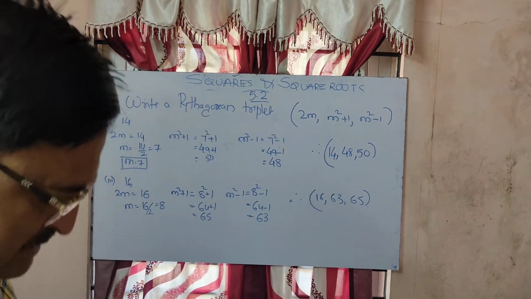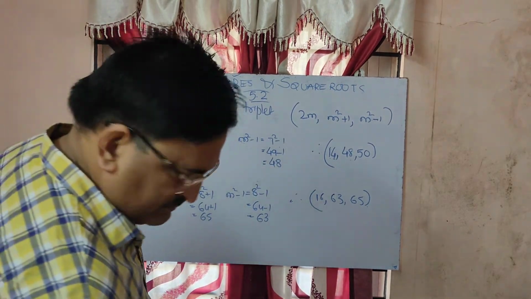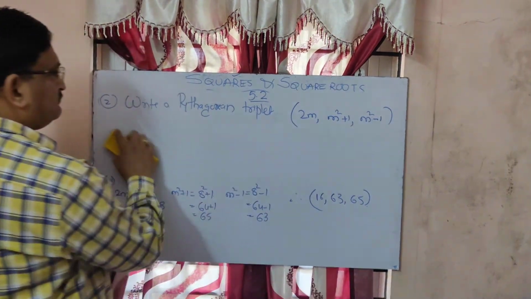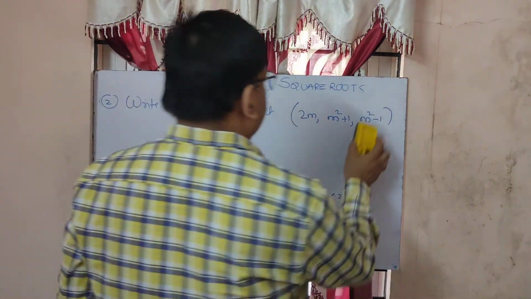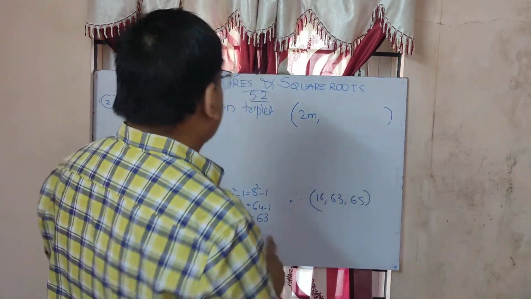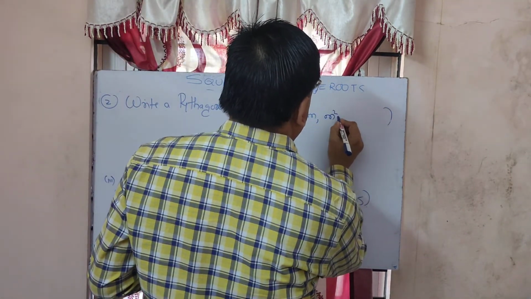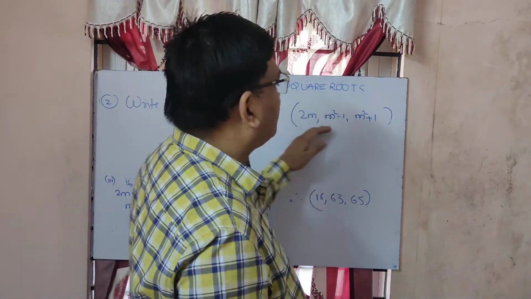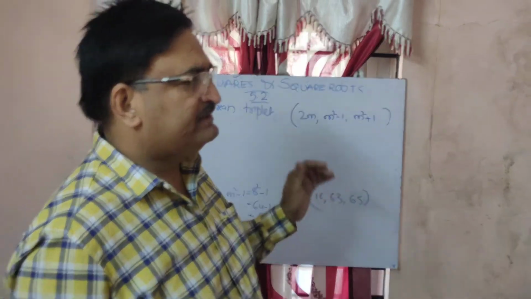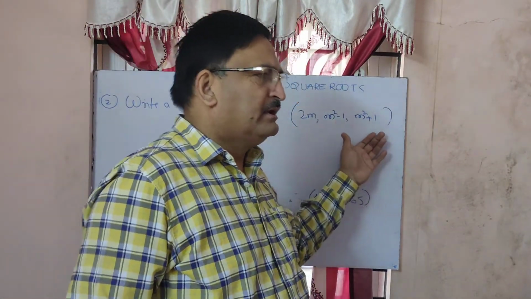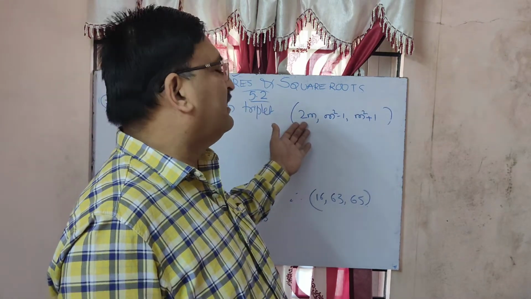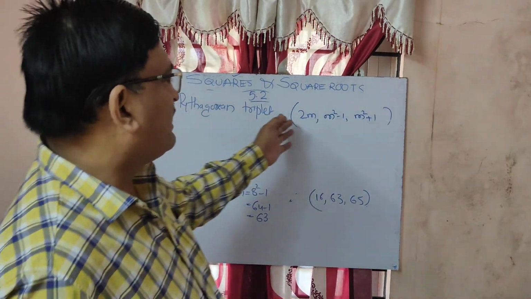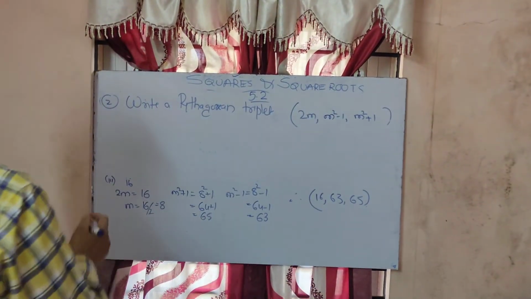Okay, now we'll do the next one also. By looking at these numbers, you can easily say the smallest is always 2m. After that, m square minus 1, and after that, m square plus 1. So this is the ascending order of the Pythagorean triplet. If somebody says that one of the numbers is the smallest and you have to find the other numbers, then you can go like this also.